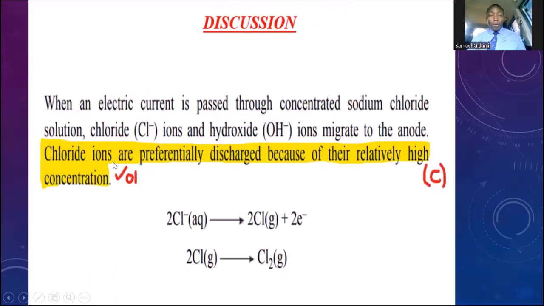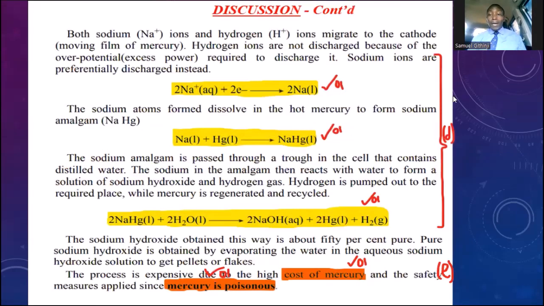Part C. Why is chloride preferentially discharged? Okay, it is just because the electrolyte is highly concentrated. So the concentration of the OH is low compared to that of chlorine. So the chloride ions will preferentially be discharged because they are highly concentrated in the electrolyte. That is it. Moving on, part D.